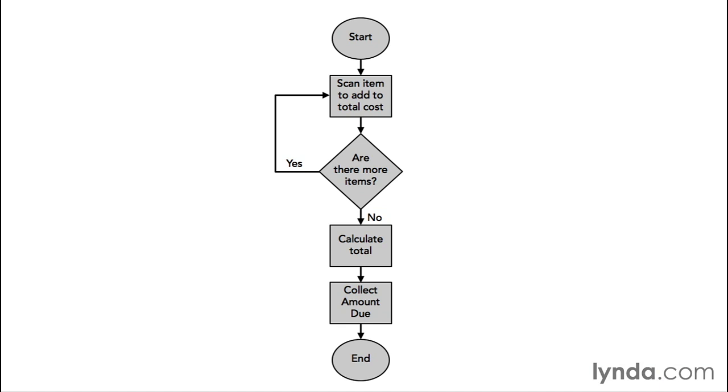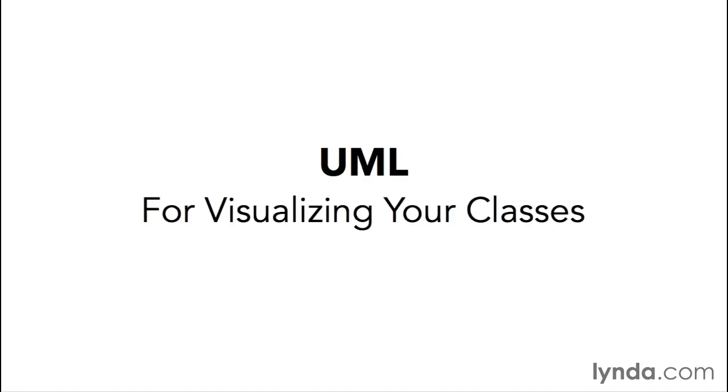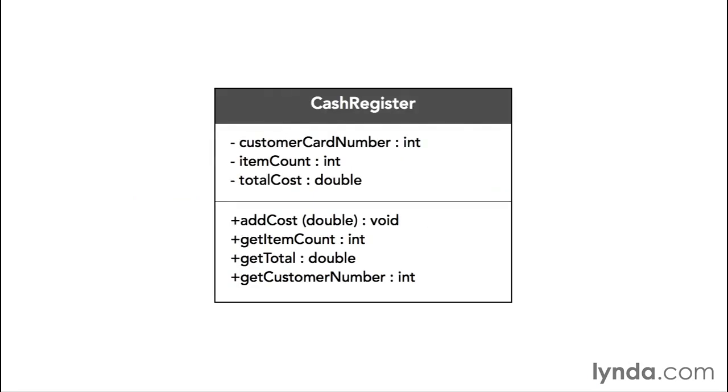Now let's look at another diagramming technique that we will use when we get to the section on classes and objects. UML, or Unified Modeling Language. This is used for visualizing your classes. Here's an example of a UML diagram. This diagram represents a cash register class. A neighborhood grocery store might only have one cash register, but if you want to allow for expansion, we can create multiple cash registers from this one class to represent the different registers at the store.